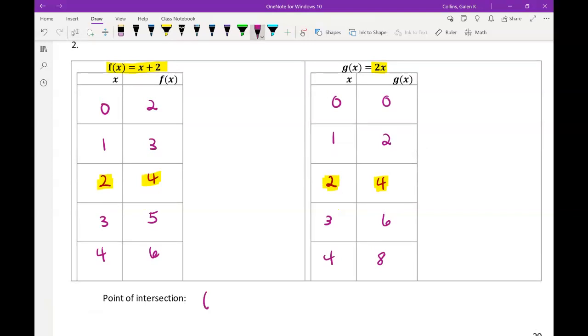So (2, 4) is the point that both of these lines have in common. And when lines intersect, unless the lines are the same line, like unless they're on top of each other, we call that collinear, when two lines are on top of each other. Unless they're the same line, they're only going to intersect one time, but they could also never intersect. However, only parallel lines never intersect.